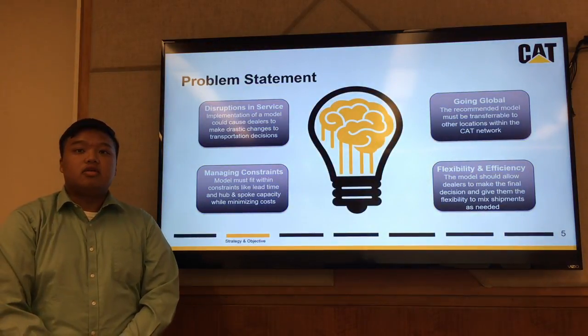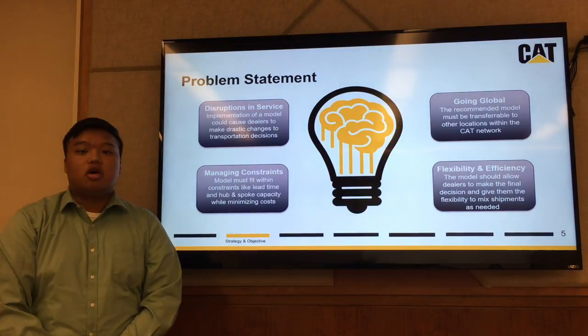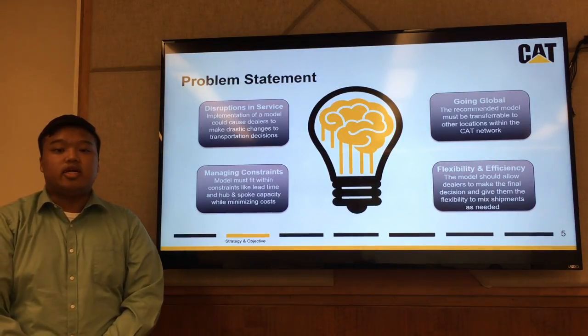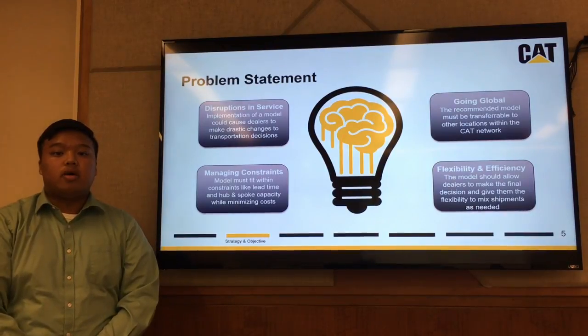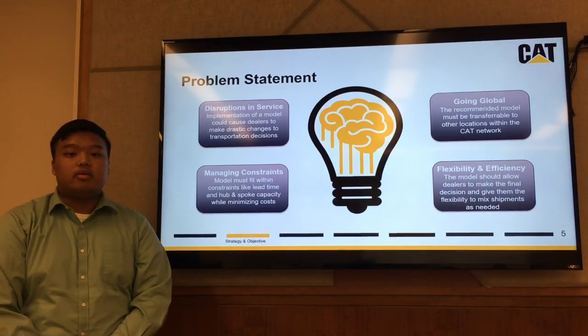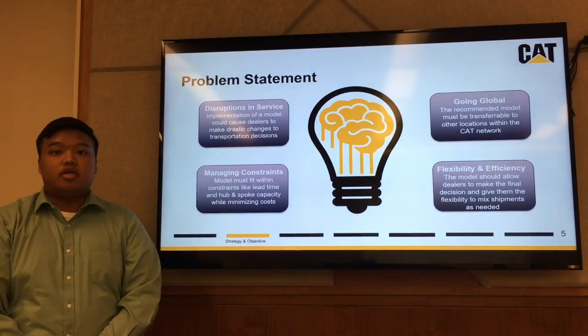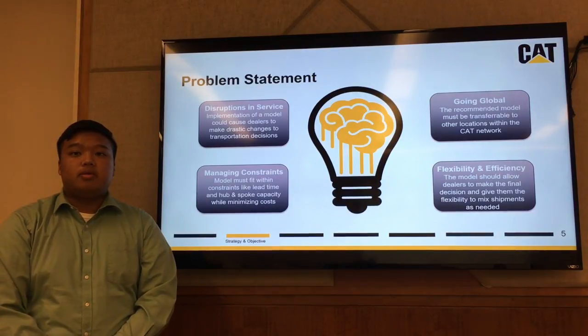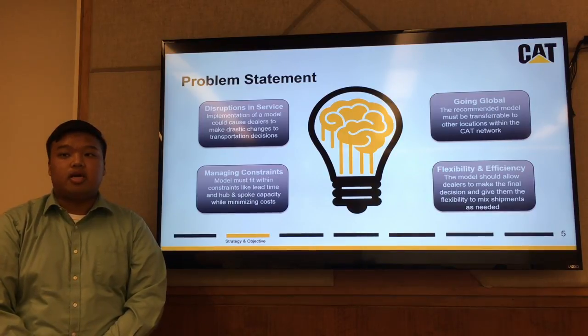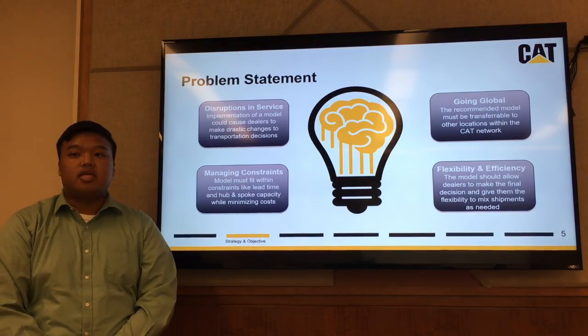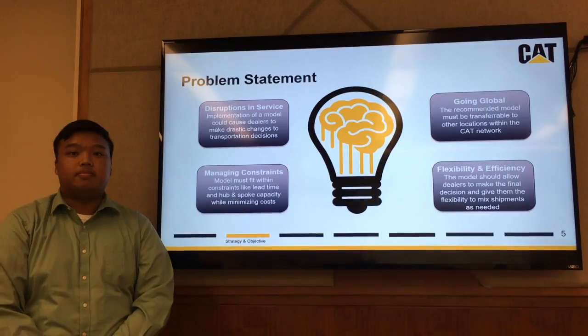To start off, disruptions in service are caused by the drastic change of our transportation decisions. Next, we must make sure our model fits globally, not just regionally. In terms of managing constraints, the model must be compatible with the lead time and hub and spoke capacity while trying to minimize costs. And finally, the model must make decisions in terms of flexibility and efficiency.